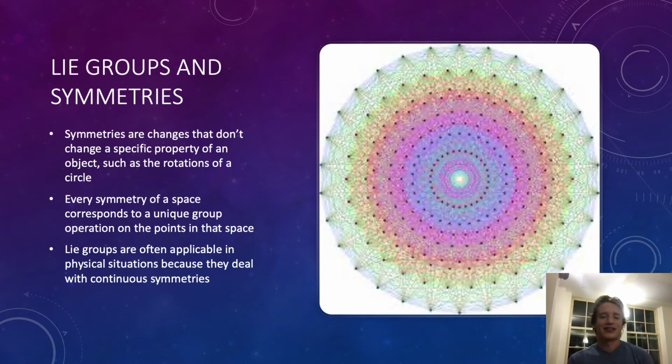So Lie groups have very important relations to symmetries because symmetries are changes that don't change a specific property of an object, such as the rotations of a circle, which as we saw, form a Lie group. And in general, every symmetry of a space corresponds to a unique group operation on the points in that space because symmetries, by their nature, don't change a certain aspect of a group and therefore keep the group closed. And they are also reversible. And Lie groups are often applicable in physical situations exactly because they deal with continuous symmetries.